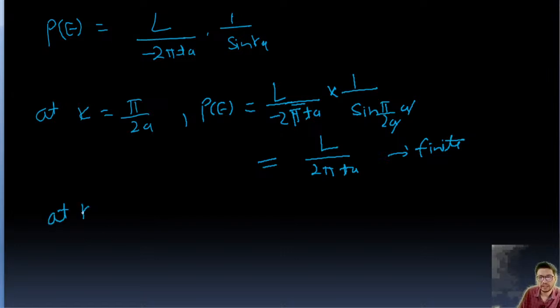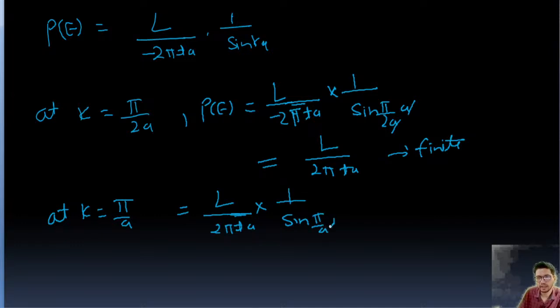Now we'll find at k equal to pi by a. At k equal to pi by a, the value is going to be L upon 2 pi Ta into 1 upon sine, instead of k we'll write pi by a into a. A will get cancelled. Sine pi value is 0, guys. 1 upon 0 means infinity. So this value is going to be infinity. We are just taking the mod value of density of state. We are not taking the minus value.